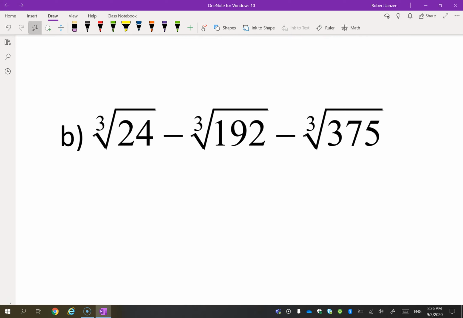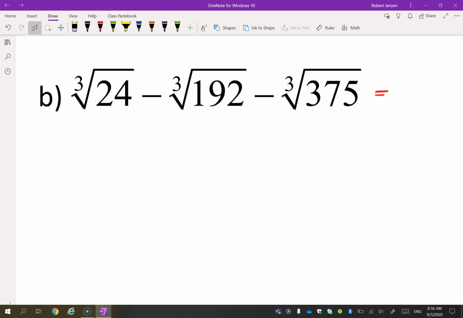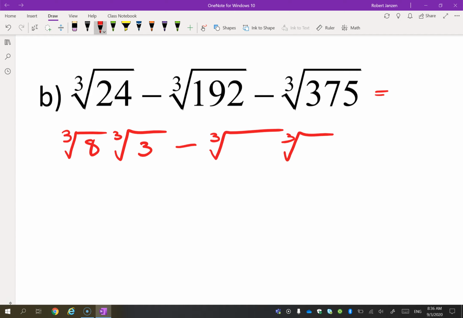And then it's not simple, because these are not the same radicand, but they are the same index. So that means maybe we should try to simplify to see if we can make them the same. Is there a perfect cube factor of 24? Yes, 8. Is there a perfect cube factor of 192? Well, let's think of my cubes. 8, 27, 64. Oh, 64 looks good. I can see 64 goes in 3 times.